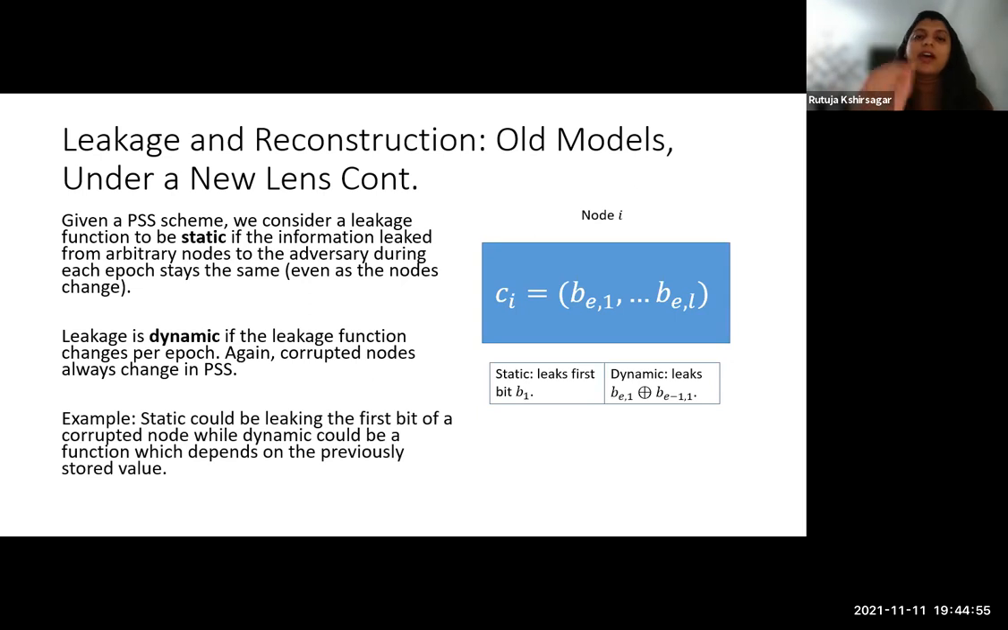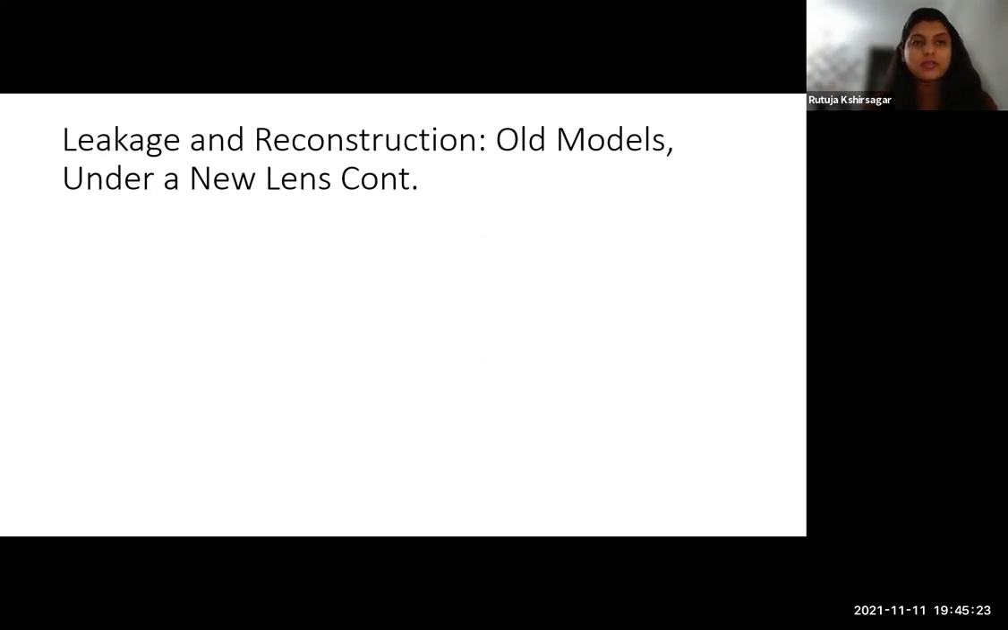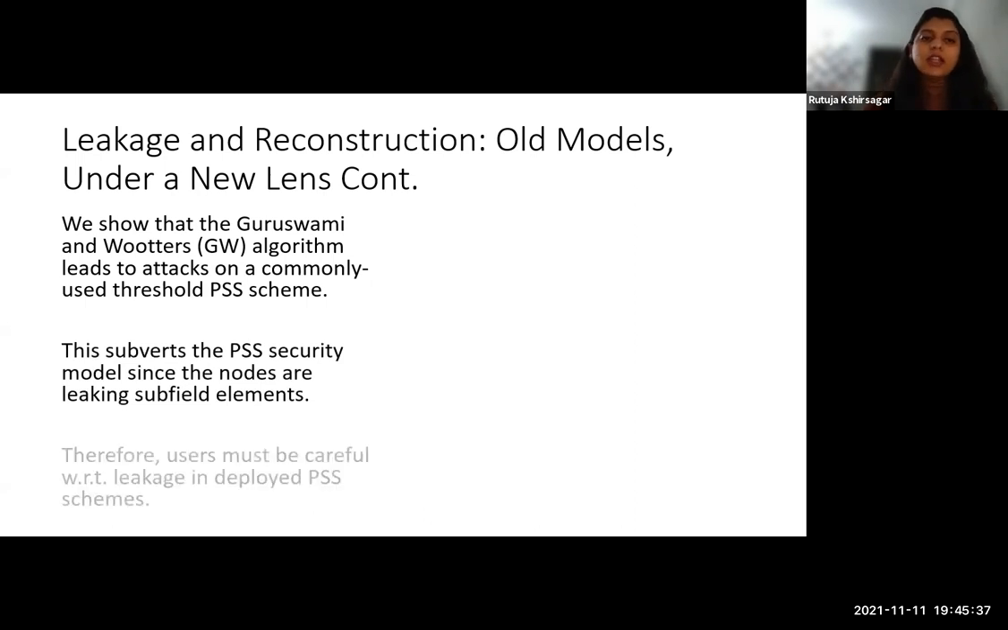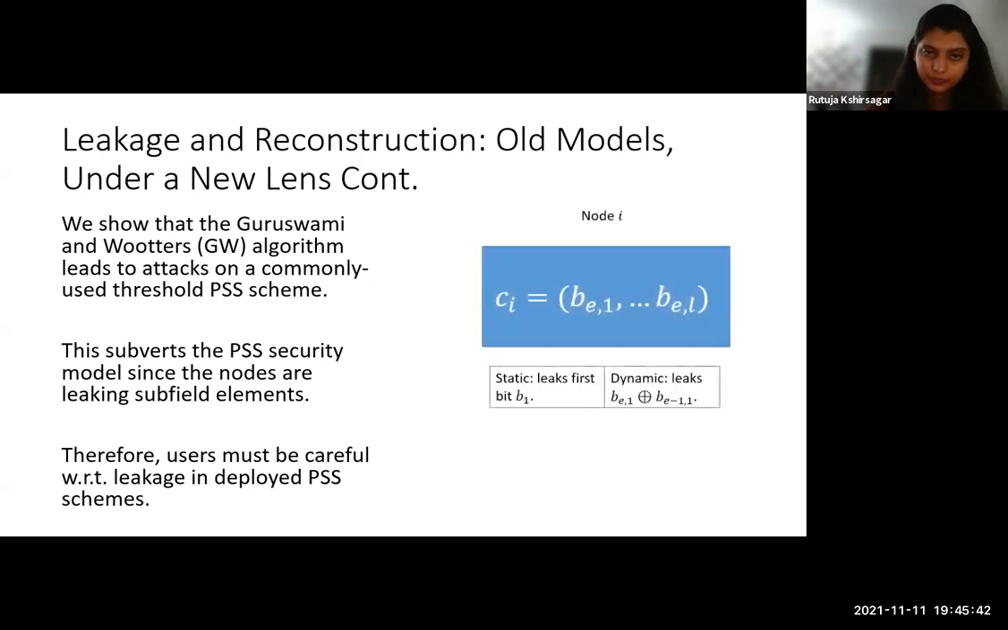So let's say we have a node I that we're looking at. In static models, let's say if the first bit is the corrupted one, that is the only bit that is leaking some information. Whereas in dynamic models, the first bit is leaking information, but it is also taking into account the leaked information in the previous epochs. What does this mean? This means that if the Guruswami Wooters idea of accessing subfield elements was applied to a threshold proactive secret sharing scheme, both in the dynamic model setting and in the static model setting, information could leak in such a way that the adversary can gain some information about the secret, and therefore hamper the security of the proactive secret sharing scheme.